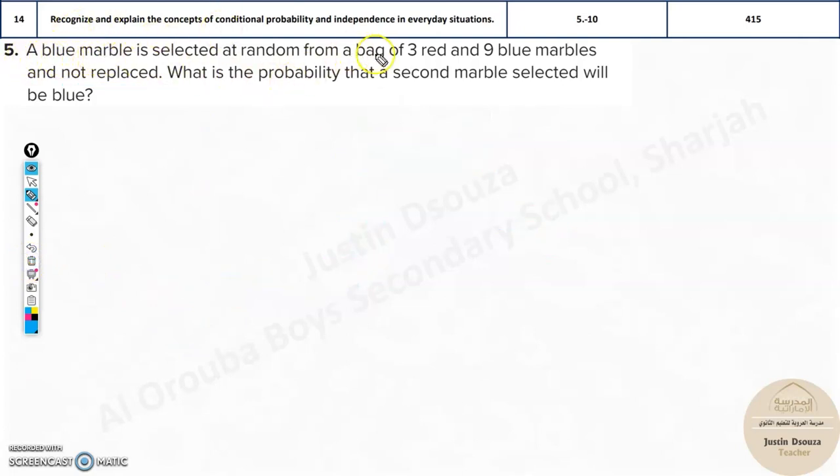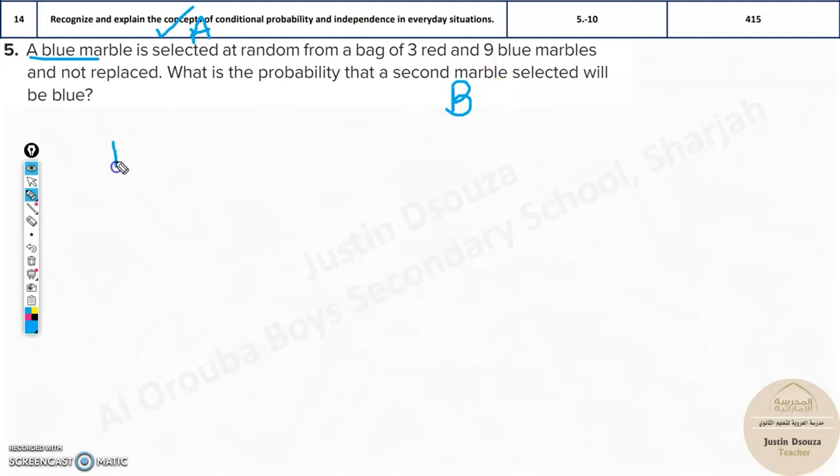Now over here, let's read the problem. A blue marble is selected at random from a bag of 3 red and 9 blue marbles and not replaced. What is the probability that the second marble selected will be blue? Now this is a condition. The condition is that the blue marble is selected first. This is A, and then the second marble is also selected to be blue. That is B.